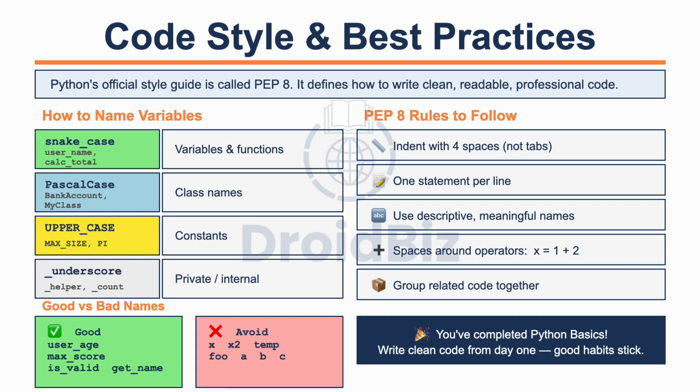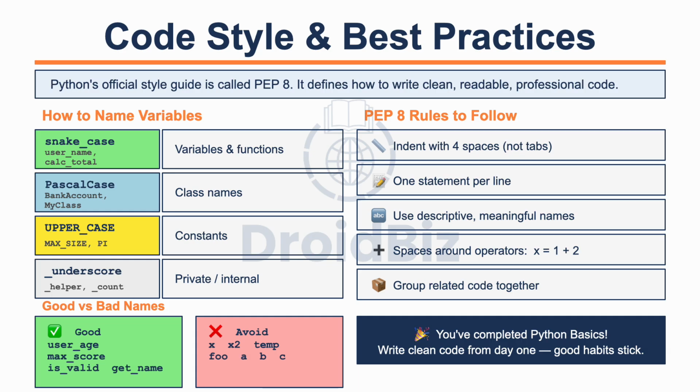The second is Pascal case, also called upper camel case. Each word starts with a capital letter with no underscores. For example, BankAccount or MyClass. This is used for class names. The third is all caps with underscores like MAX_SIZE or PI. This is used for constants, values that never change in your program. The fourth is a leading underscore like _helper or _count. This signals that something is private or internal, a hint to other developers not to use it directly from outside.